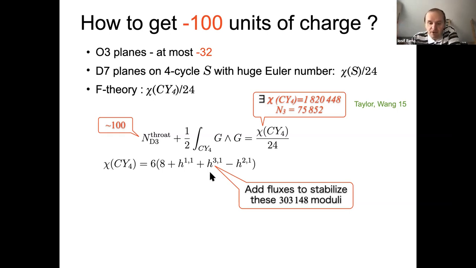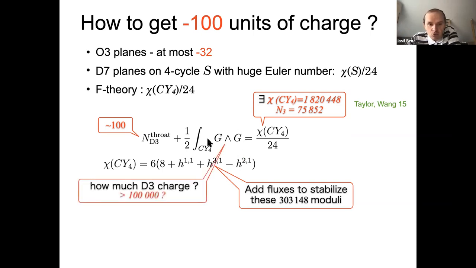You need to put flux. But when you put flux, the flux is going to give you extra tadpole. So the question is, can you play the game or not? Can you put a huge Calabi-Yau with a huge Euler number and a huge number of h^{3,1} moduli, and can you put flux on them such that you still have a negative result? What I'll be arguing is that the amount of D3 charge which these fluxes can source is going to be bigger than 100,000. And therefore, even by putting these mega big Calabi-Yaus, you'll never ever be able to absorb this 100 units of D3 charge in the throat. That's going to be my argument.